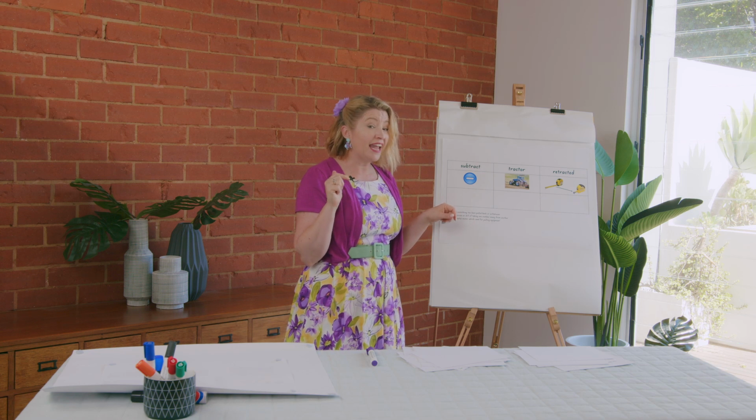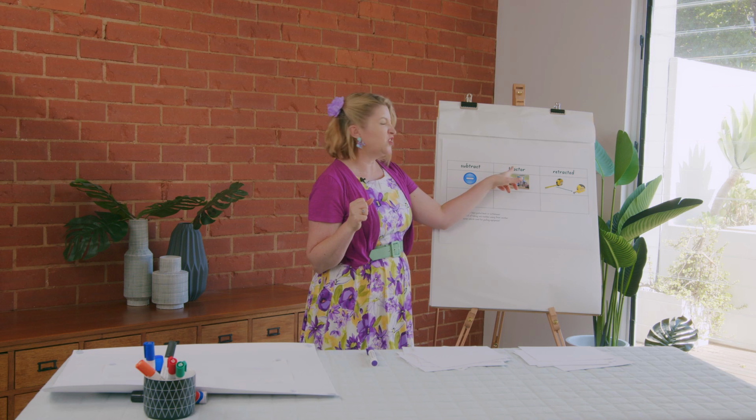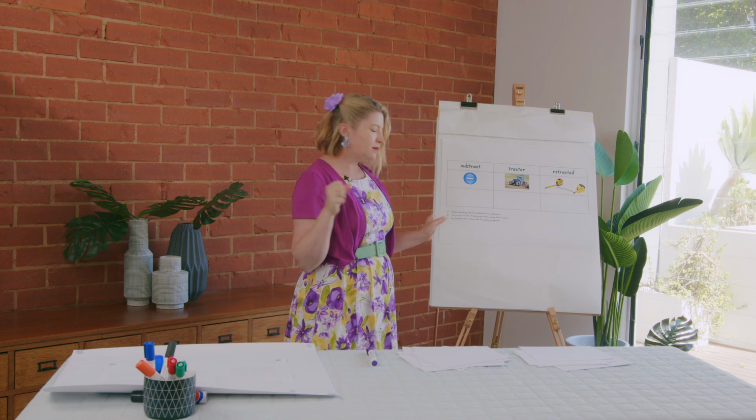I think that's A. B, definition for B. The process or skill of taking one number away from another. You do that in maths, don't you? What do you do when you take one number away? What's another word for takeaways? When you're taking away one number from another number, do you subtract it? Do you tractor it? Might be fun. Do you retracted it? Last one, so B by that one, which means taking away something else.